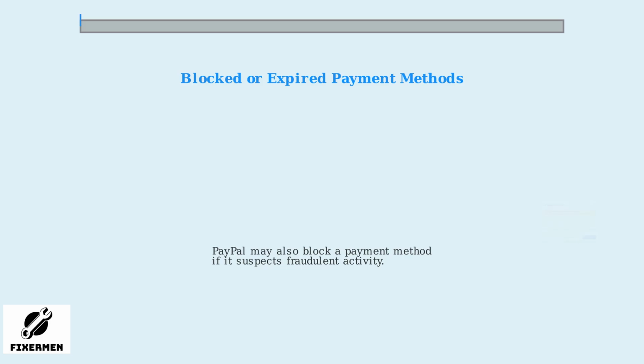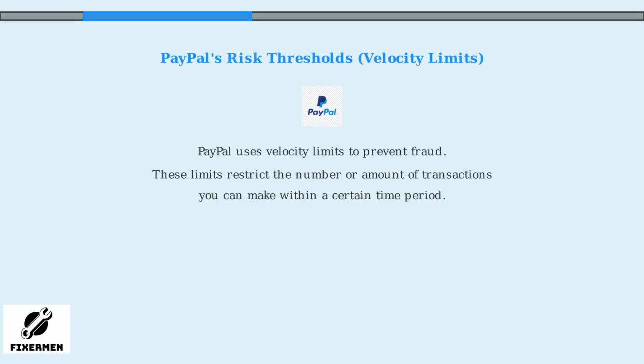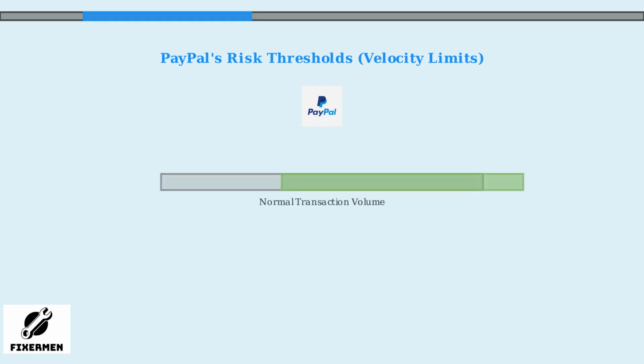Additionally, PayPal may block a payment method if it detects suspicious activity or potential fraud. In such cases, the payment will fail and you'll see an error message. PayPal's risk thresholds, also known as velocity limits, help prevent fraud by restricting how many transactions or how much money you can process in a given time period. For example, you might be limited to a certain number of payments per day or a maximum dollar amount per week. This protects both users and the platform from suspicious activity.